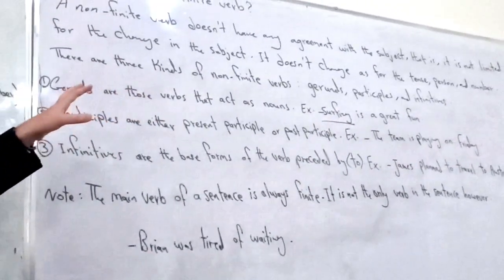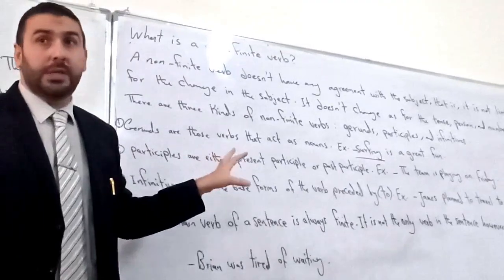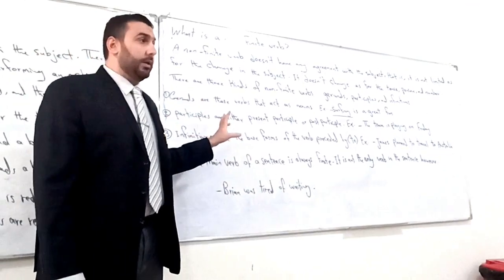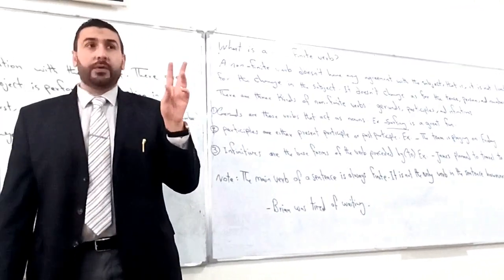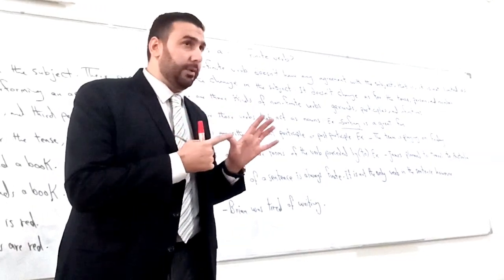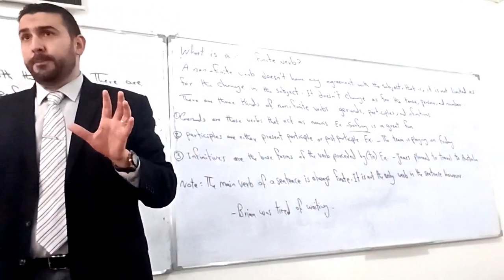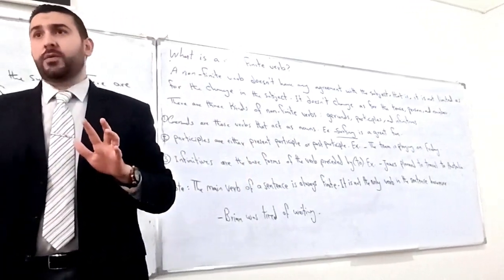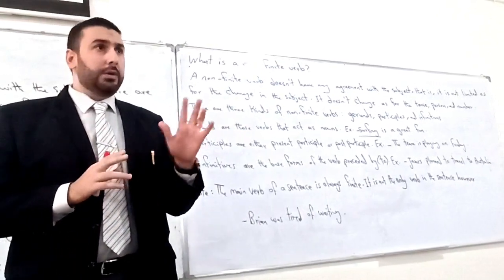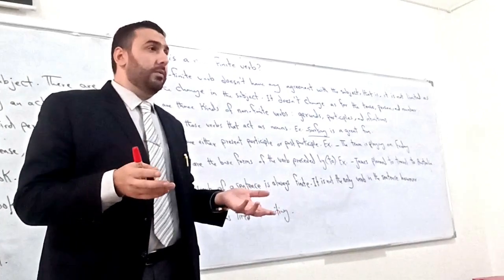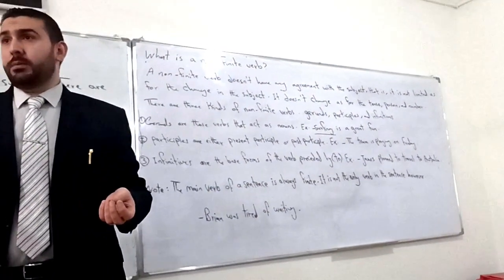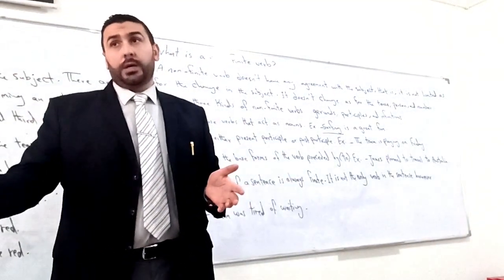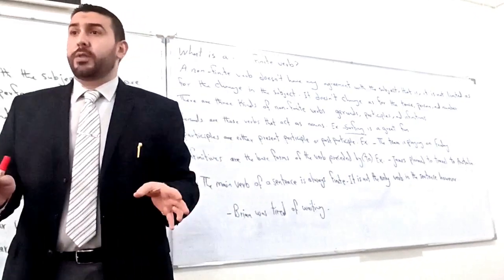Okay, let's come across the second kind of non-finite verbs. It's called the participles. There are two kinds of participles. We have either a present participle, the verb that is ending with ing, or a past participle. And you know that we have regular and irregular verbs. So some of the verbs, the regular verbs, end with ed when we change them from the base form into the past participle. Okay, and some of them are irregular.